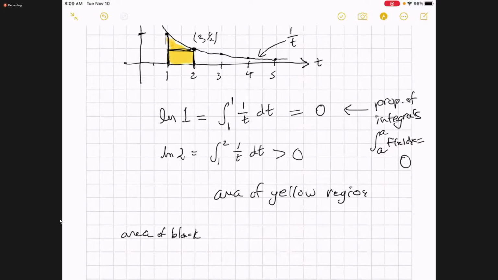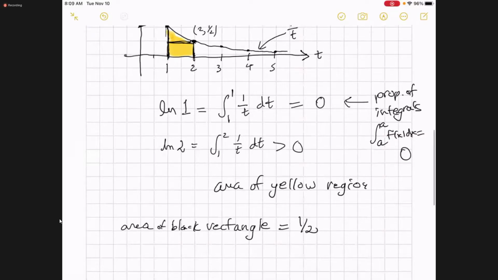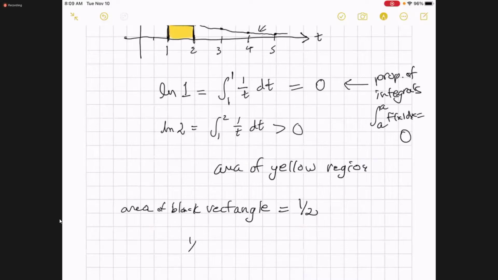I call it the black rectangle. It would be 1/2 times 1, which is equal to 1/2. Yes, thank you. It's 1/2. Well, the yellow region contains that rectangle, so that means that 1/2 is less than ln of 2.